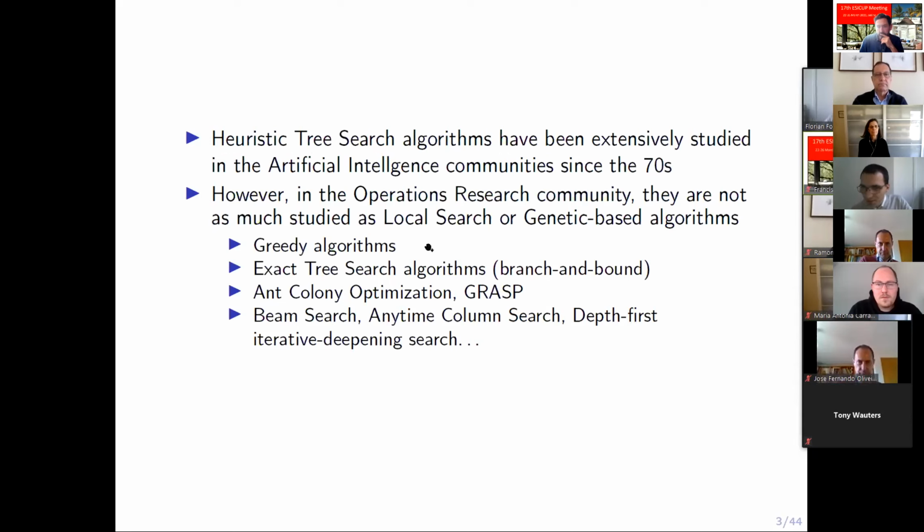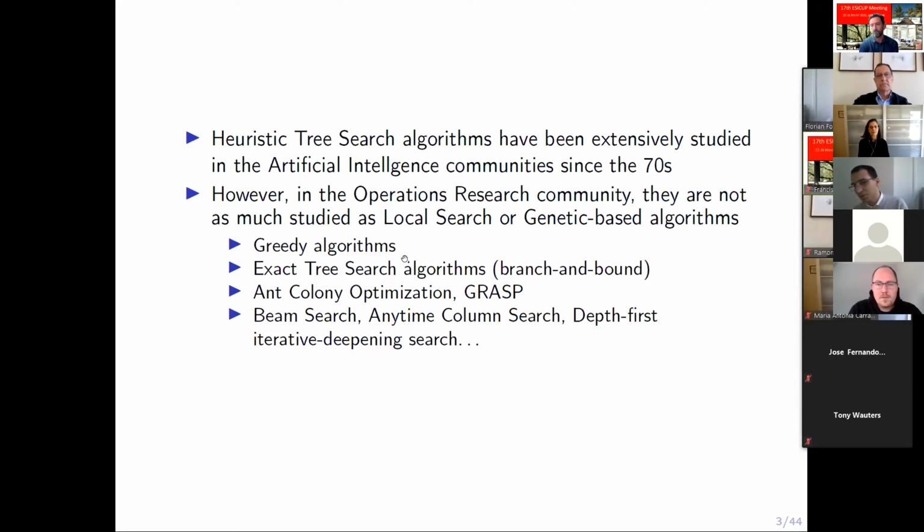So heuristic tree search algorithms have been studied since the 70s in the artificial intelligence community, and they are used in operations research. Well, we saw beam search just before, but they are a bit less studied than local search algorithms or genetic algorithms. In heuristic tree search algorithms, we can count greedy algorithms, which is the most simple form of heuristic tree search. Also branch and bound, which can sometimes be used as heuristics. Ant-colony optimization, GRASP, which are known in operations research, and then others more specific to the artificial intelligence community, like beam search, anytime column search, depth first iterative deepening search, and a lot of other variants.